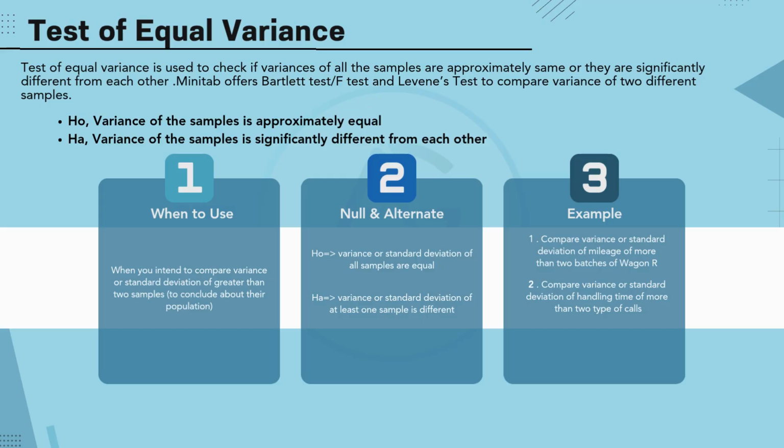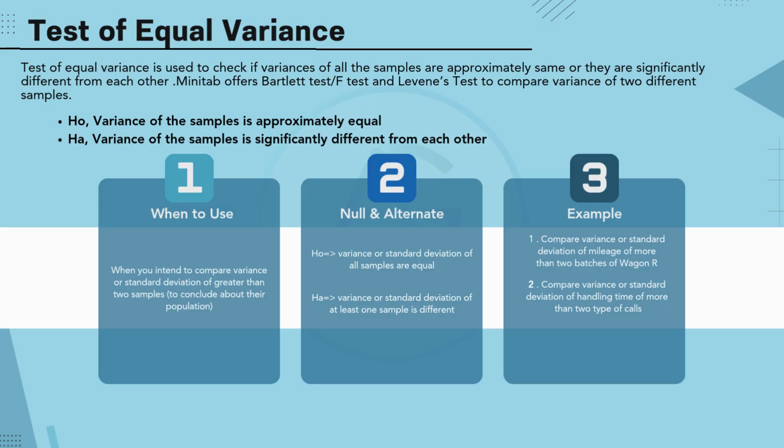Common tests for this include Bartlett's test, F-test, and Levene's test, which are available in tools like Minitab. Examples. You might compare the variance of mileage across two batches of a vehicle model, say Wagon R, to see if there's inconsistency in production. Or you may compare handling time variances for two different call types in a call center.